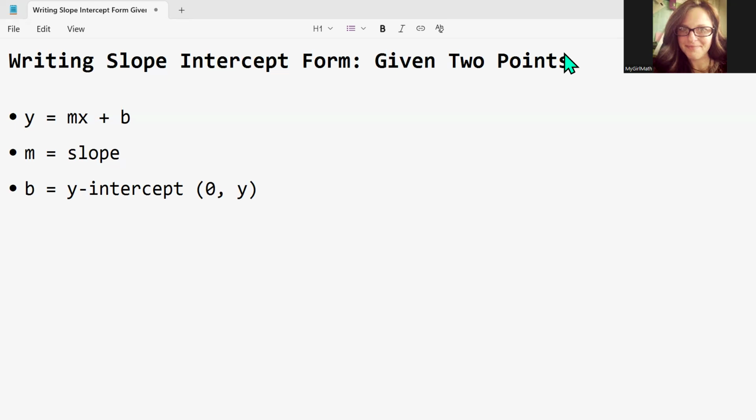Welcome to our session on writing slope-intercept form, y equals mx plus b, given 2 points. We'll take a look at 3 examples.